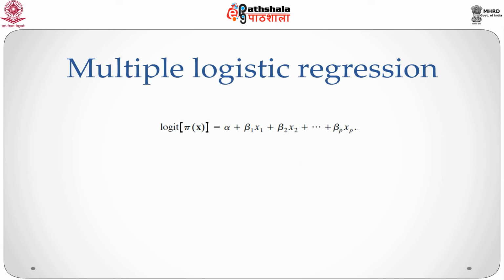We can of course generalize very easily to the situation where we have multiple logistic regression, that is, we have p covariates x1, x2, up to xp. The logistic regression equation can easily be generalized to Logit of pi x equal to alpha plus beta 1 x1 plus beta 2 x2 and so on up to beta p xp, where x now denotes a p-variate vector with components x1 to xp.